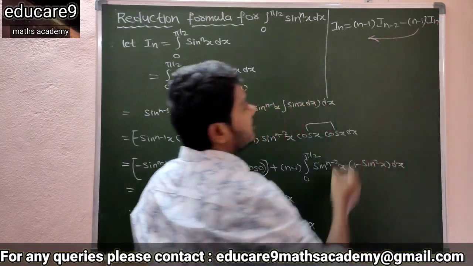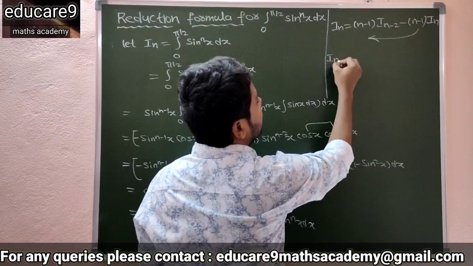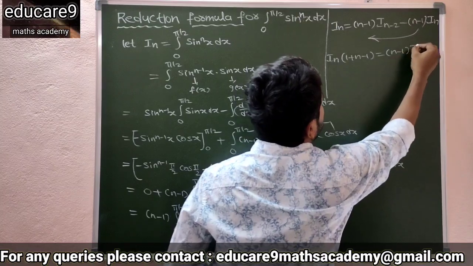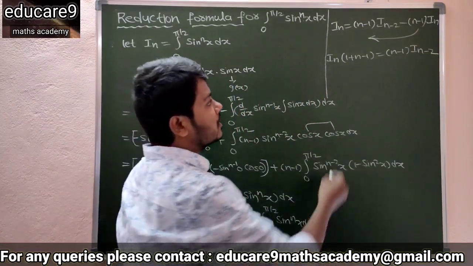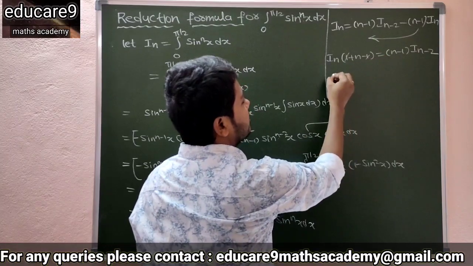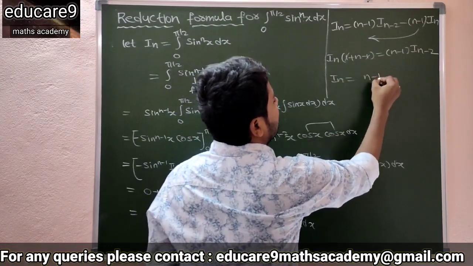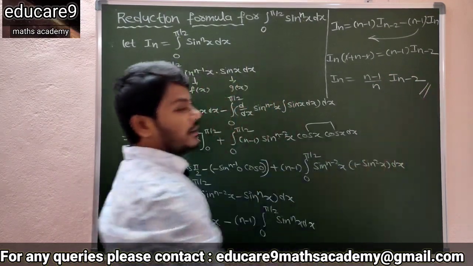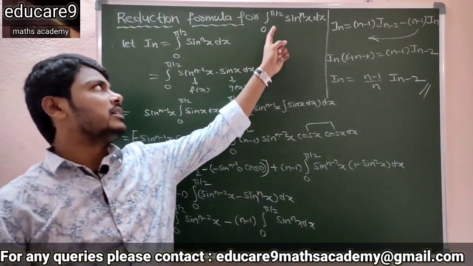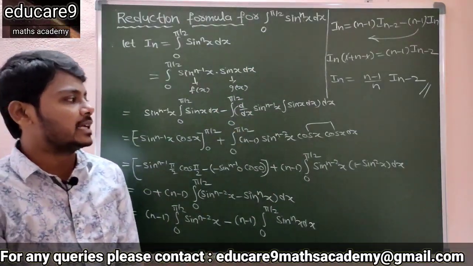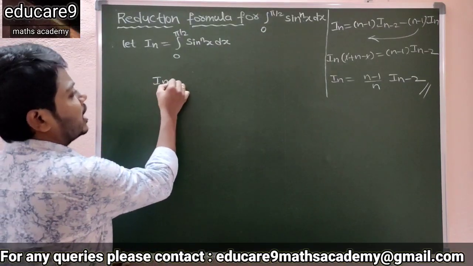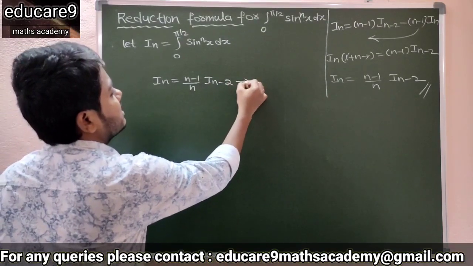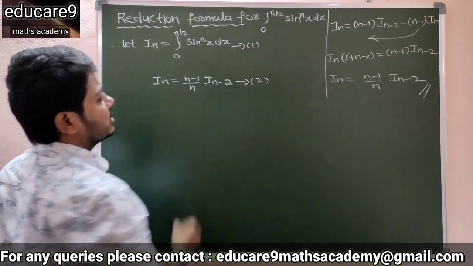Send this to the left side, then I_n is common. You will get 1 plus n minus 1, which is n, equals n minus 1 times I_(n minus 2). Clearly 1 minus 1 cancels. I_n equals n minus 1 by n times I_(n minus 2). So this is the reduction formula for the integration from 0 to pi by 2 of sin power n x dx. Here I_n equals n minus 1 by n I_(n minus 2). So this is equation 1 and this is equation 2.